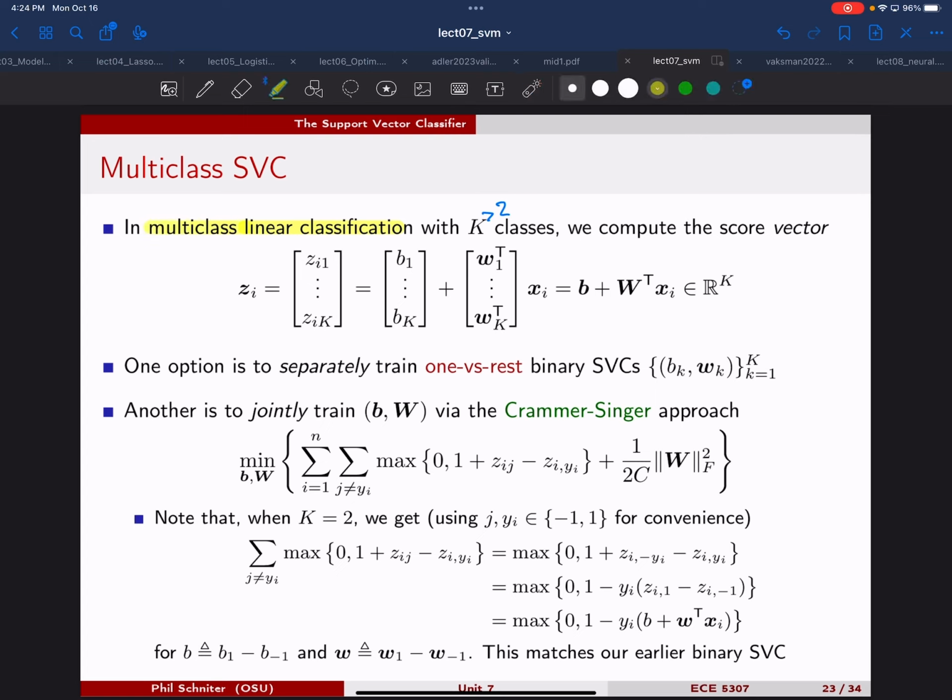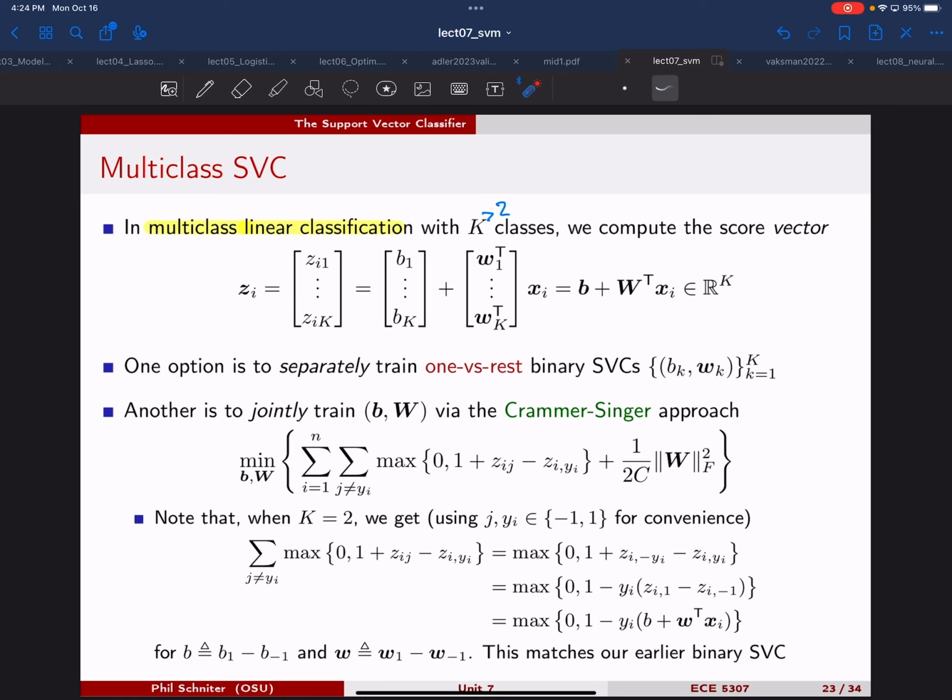So the key question that remains is, how do we train b and W? And we talked about this for logistic regression. In that case, we said that there are 2 options. One option was the one versus rest approach, and we have that same approach here for SVCs. In that case, you design, let's say, the b1, W1 pair separately from all the other ones, and you design it as if you were doing a binary SVC. So you repartition your data into class 1 and not class 1. Now you have a binary data set. You can solve that problem, and now you get your b1 and W1.